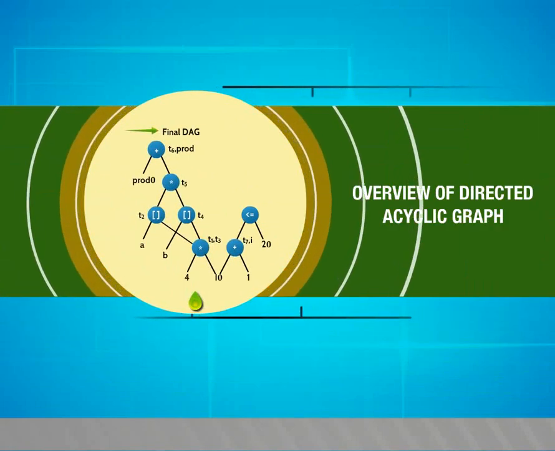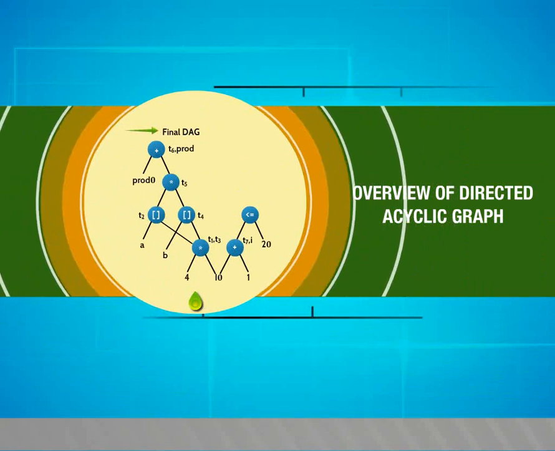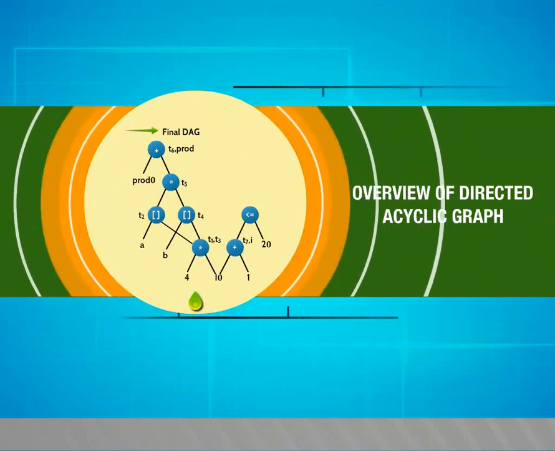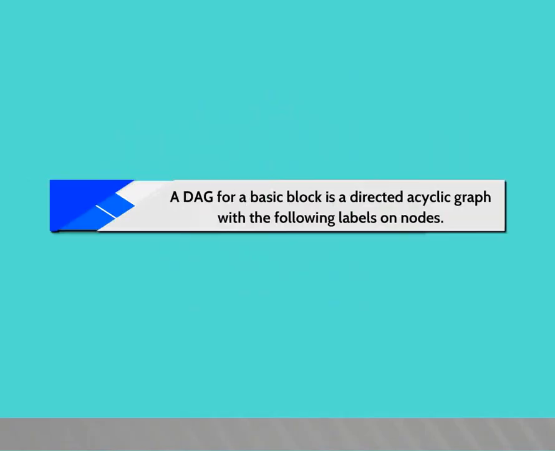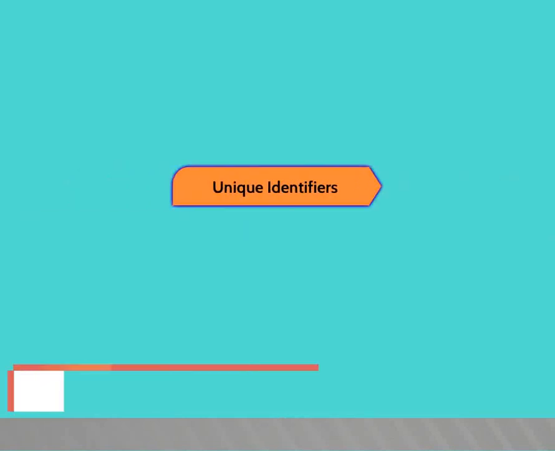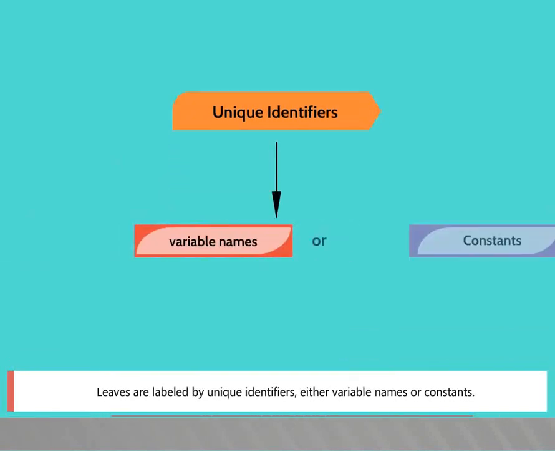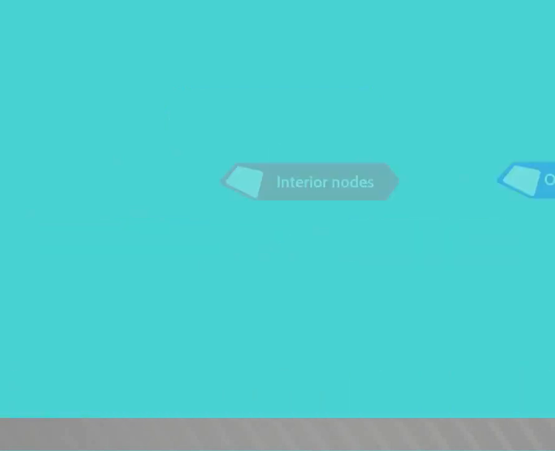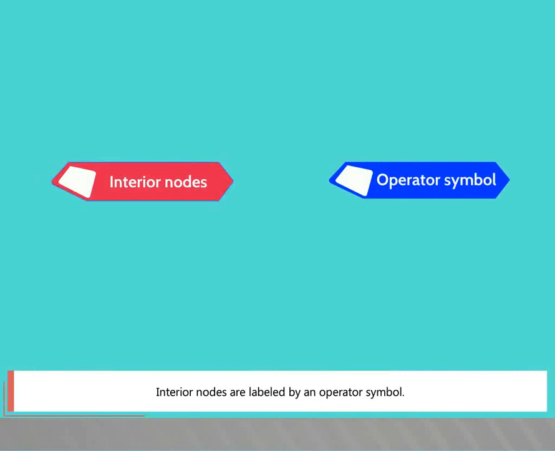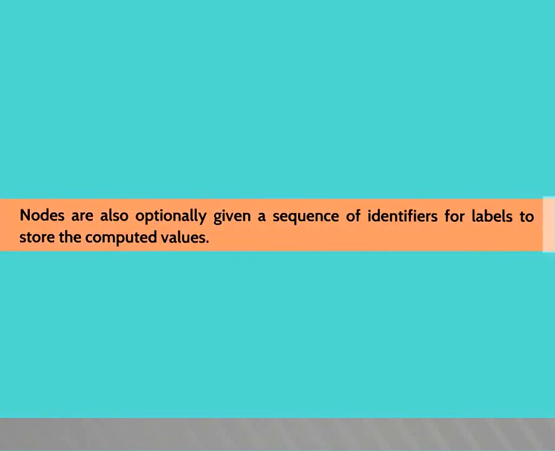Overview of directed acyclic graph. In this video, we are going to see an overview of the directed acyclic graph. A DAG for a basic block is a directed acyclic graph with the following labels on nodes. Leaves are labeled by unique identifiers, either variable names or constants. Interior nodes are labeled by an operator symbol. Nodes are also optionally given a sequence of identifiers as labels to store the computed values.